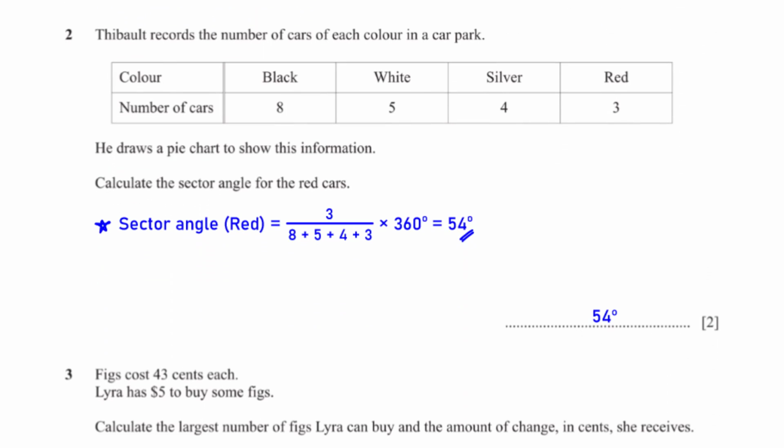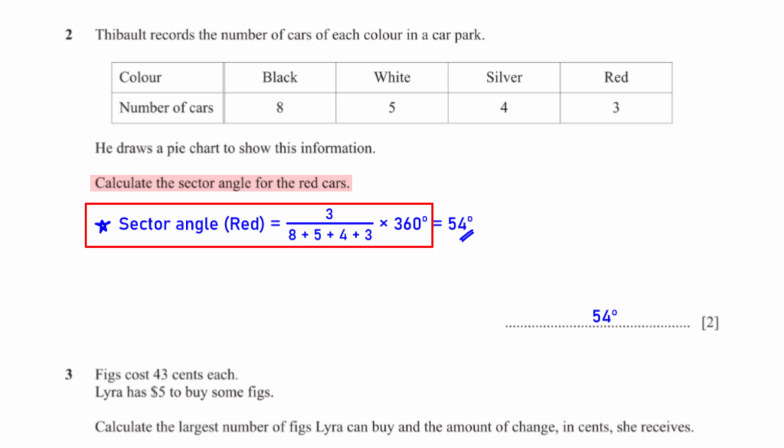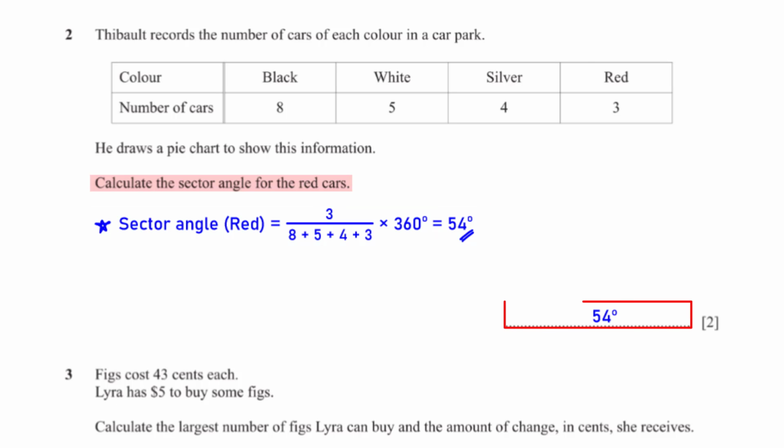Thibault records the number of cars of each color in a car park. He draws a pie chart to show this information. Calculate the sector angle for the red cars. This sector angle is equal to the number of red cars, which is 3, divided by the total number of cars, 8 plus 5 plus 4 plus 3, times 360 degrees. This gives us 54 degrees.